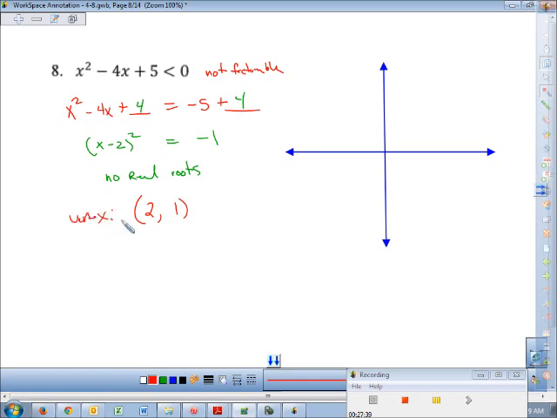So let's kind of roughly sketch him. 2, 1. There's my vertex. How does this parabola open? Up or down?